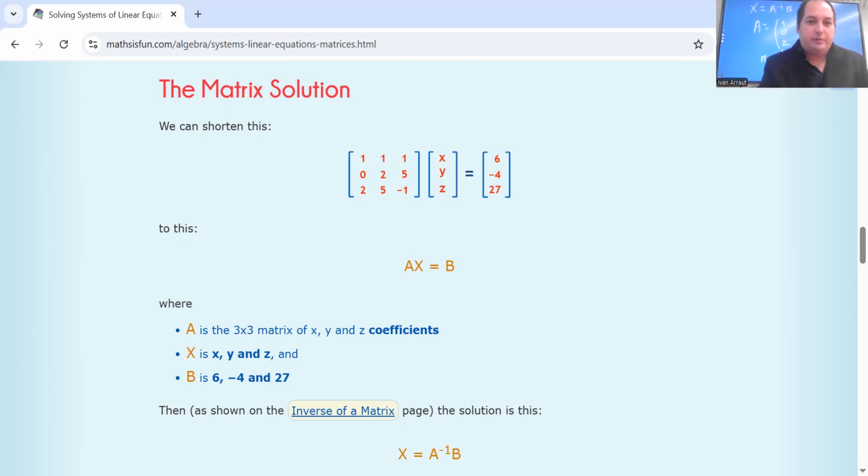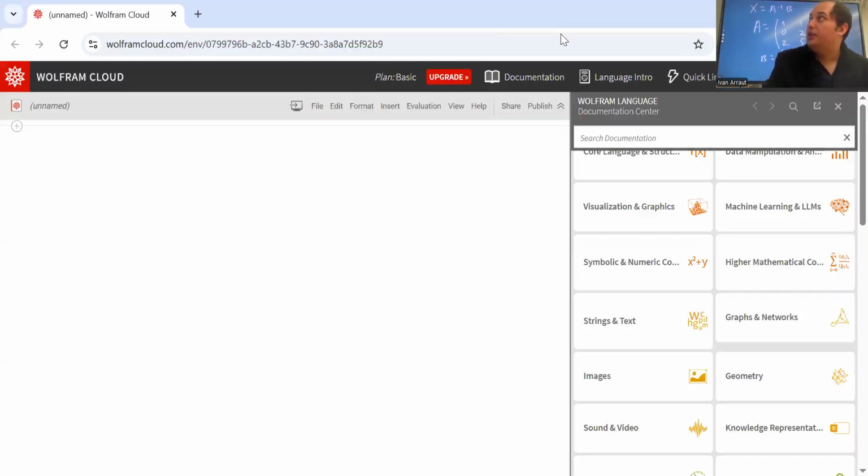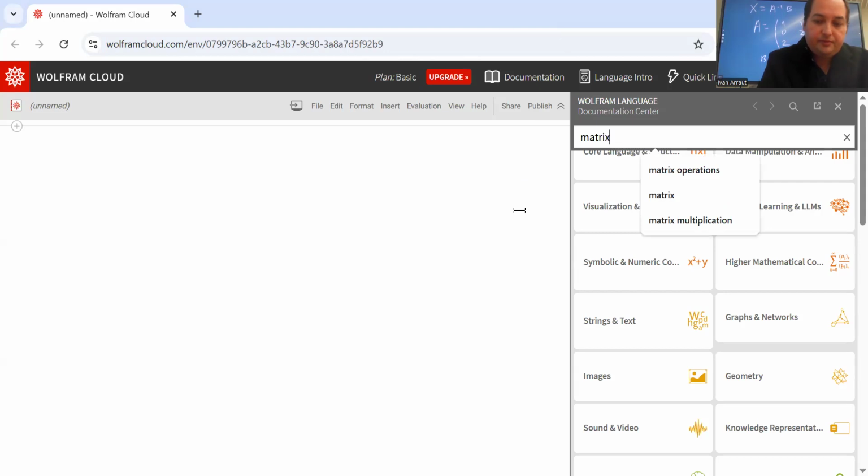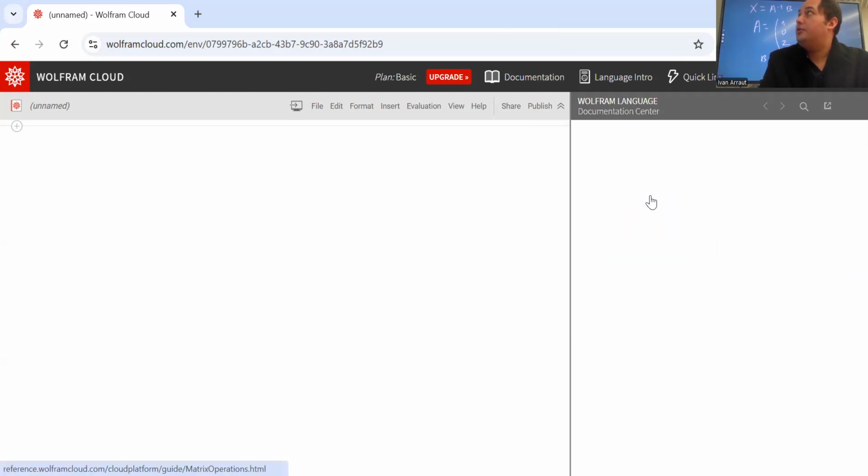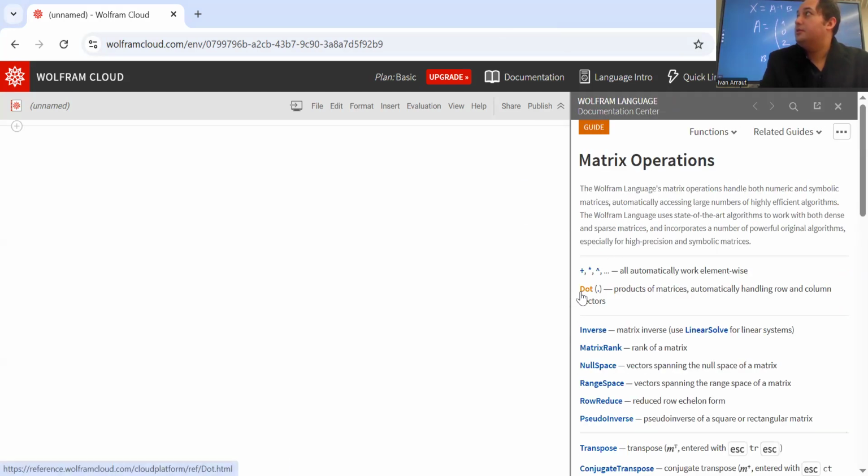Let's go to my Wolfram software. I will open a new notebook and bring it here. Let me check that I am sharing this. Okay, it's this one here. Then search matrix operations. This one.